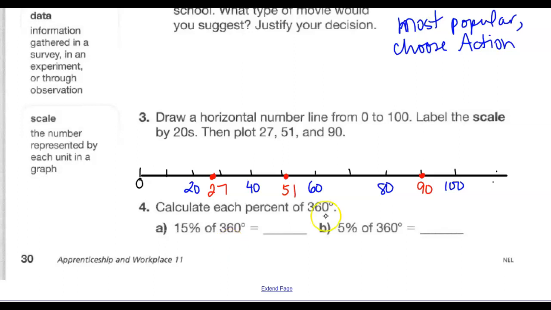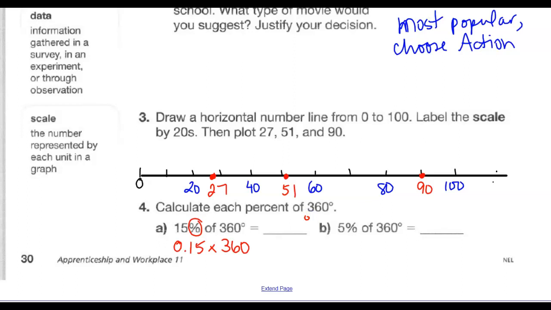We're taking percents of degrees, it looks like. It doesn't really matter what the units are, but with percent you need to remember to divide by 100. That symbol really means 100, a 1 with 2 zeros. So we want to divide by 100 to get the percent without a percent symbol. Of means multiply. 360, and then we'll put the degree symbol in at the end.